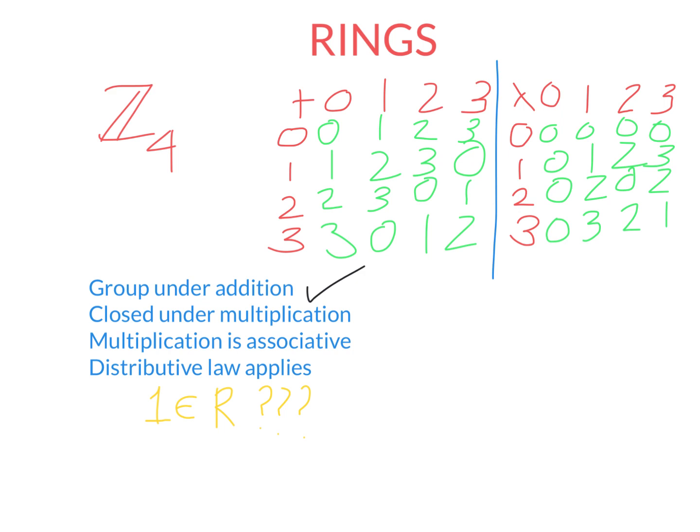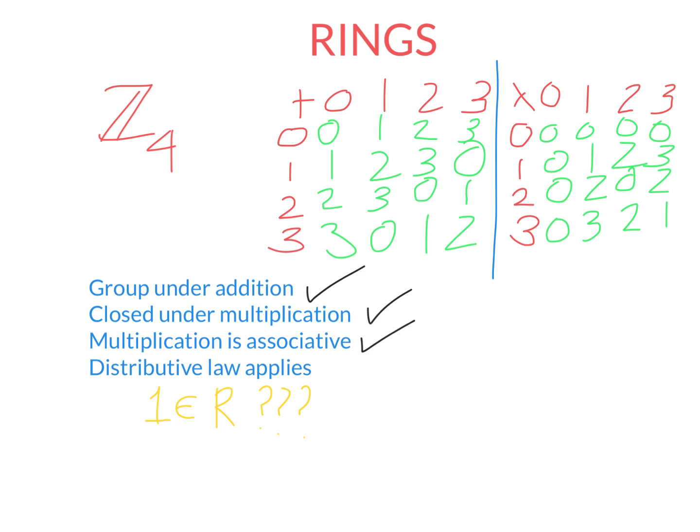So in order to be a ring, the set has to form a group under addition, but it has these additional axioms here. It also has to be closed under multiplication, and we can see that here. If you multiply any two elements of Z4, you get another element of Z4. So it's clearly closed under multiplication. We also need to have that multiplication is associative. We established that before. Again, it's pretty hard to prove, but we know it's true.